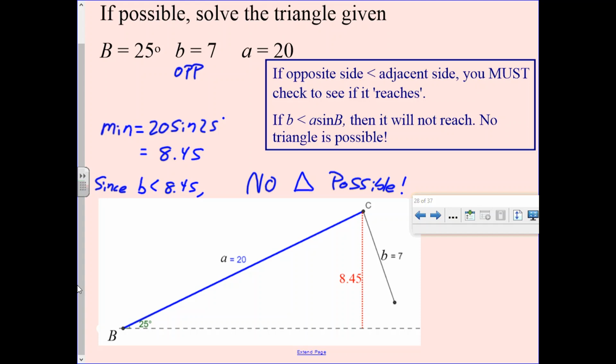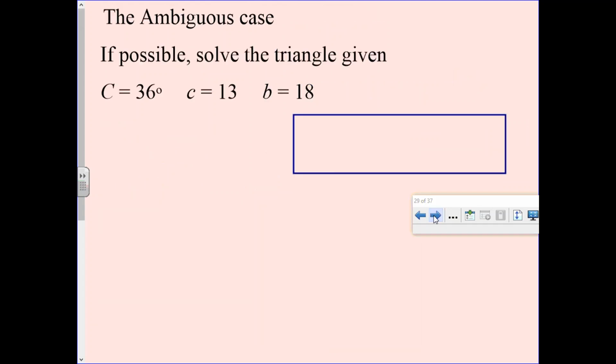So you probably know what's coming now. We did the easy case where opposite's greater than the adjacent, one triangle. We did the other kind of easy case where the opposite side doesn't even reach, so there's no triangle. So now we got the one that's kind of a pain. So here's the next one I'm going to do. I'm giving you angle C is 36, side C is 13, and side B is 18. And again, this is our opposite side here. So sure enough, opposite's less than the adjacent. So we need to check to see, is it going to reach?